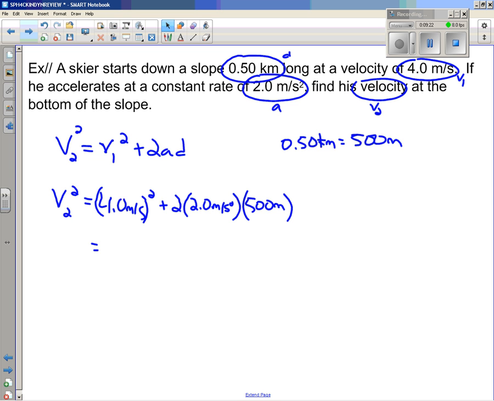So I'm going to go 4 squared plus 2 times 500 equals, and it gives me 520. Well, that's a ridiculous speed. He's not going to get to the bottom of the slope at that. You've got to take the square root of that 520 and you get 22.8, or round it to 23 meters per second. So V2 equals 23 meters per second.